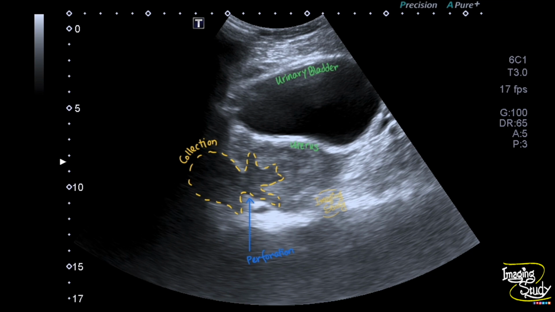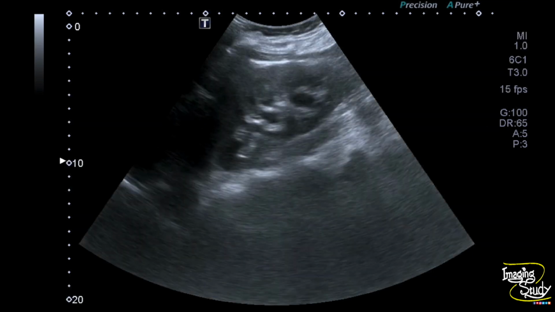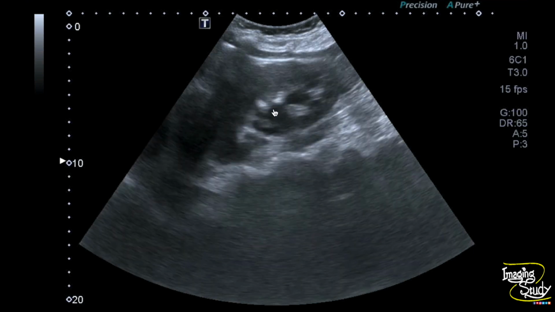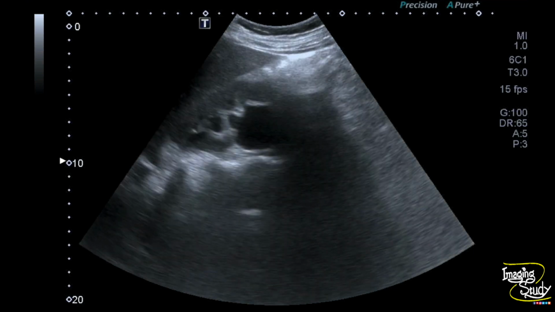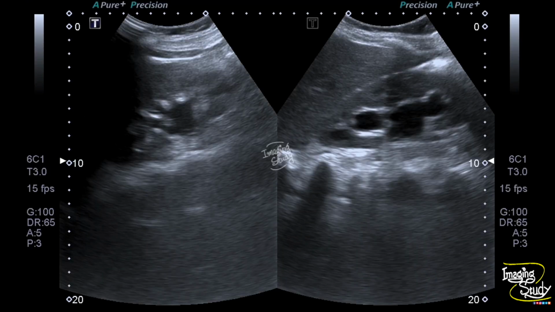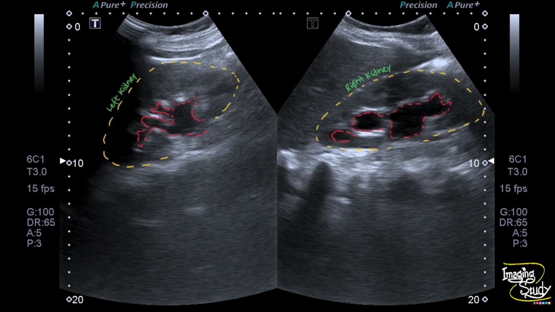Now we have checked the kidneys of this patient. Here's the right kidney. You can see the dilatation of the pelvicalyceal system. Also, the left renal pelvicalyceal system was dilated. Due to this collection at the lower part, we have seen some hydronephrosis here. This collection at the pelvic region in this patient caused compression over the ureter bilaterally, more on the right, causing hydronephrosis.